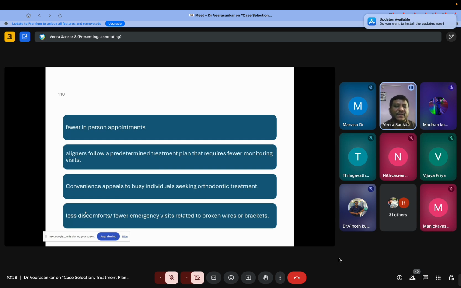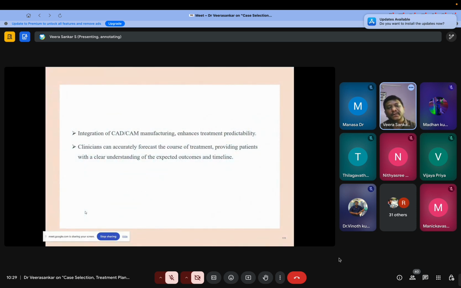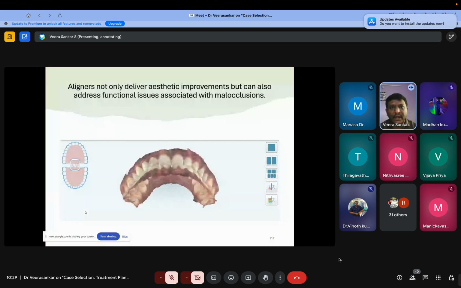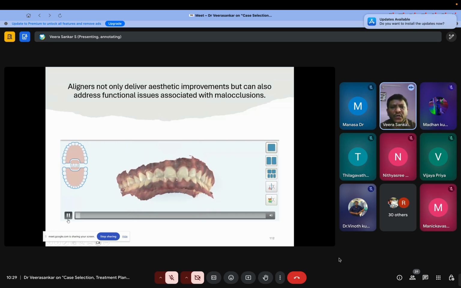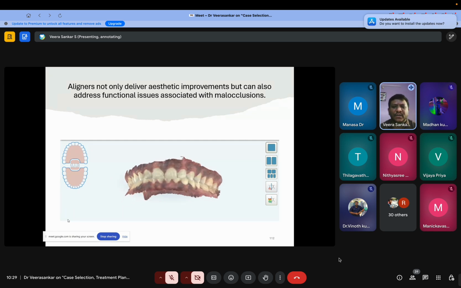This usually requires very few appointments, and the predetermined treatment plan requires fewer monitoring visits. The integration of CAD/CAM manufacturing enhances treatment predictability. Clinicians can accurately forecast the course of treatment, providing patients with a clear understanding of the expected outcomes and timeline. So aligners not only deliver aesthetic improvements, but can also address the functional issues associated with malocclusion.